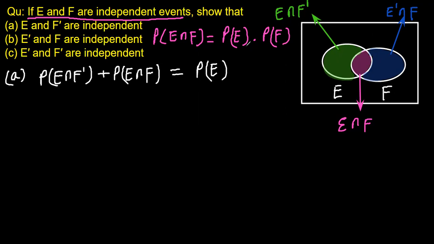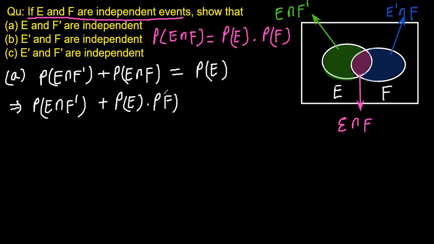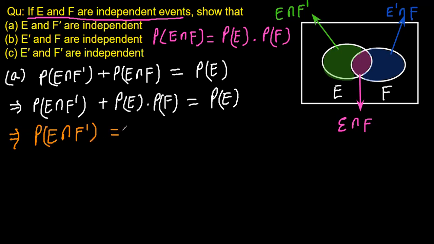Now, P of E intersection F can be replaced by PE into PF. So this implies the probability of E intersection F complement is going to be, let's first write E intersection F as PE into PF, and this is equal to the probability of E. We would like to take this E intersection F to the right. This will imply the probability of E intersection F complement is going to be PE on the right, which will remain as it is, and this we are transposing to the right, so its sign should change: PE into PF.